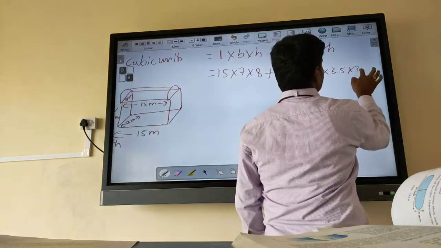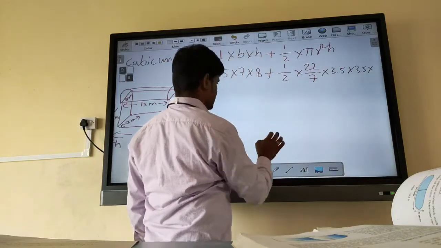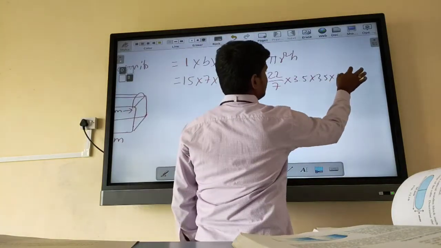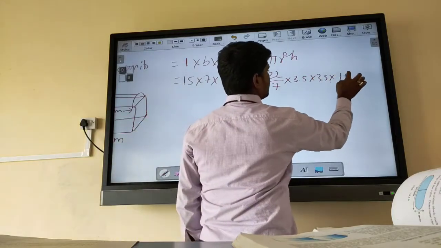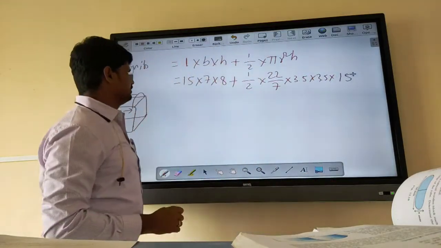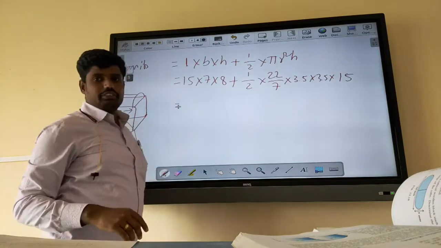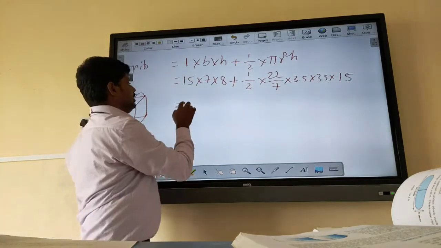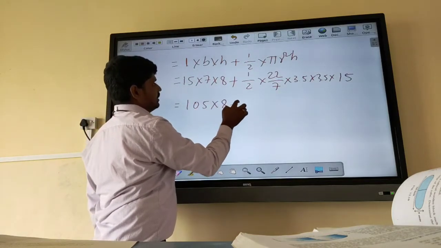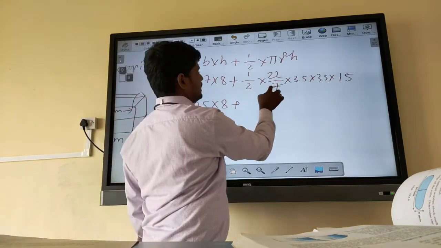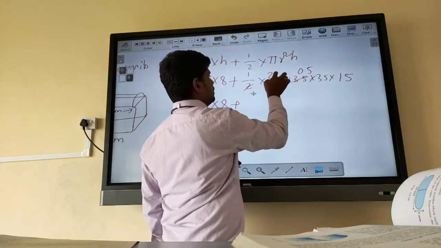What is the value of height? Height of the cylinder. Height of the cylinder is how much? 15 meter. Now simplify. Observe all of you. 15 sevens, how much? 105 into 8 plus. Now simplify. 7 ones are 7, 7 point 5... 2 ones are 2, 11.